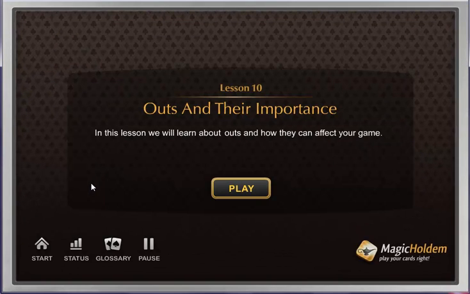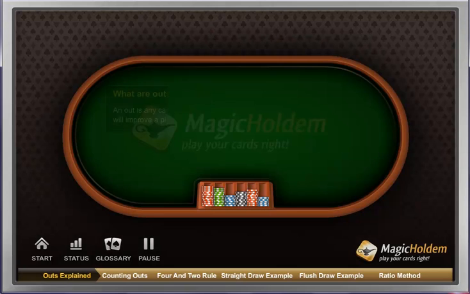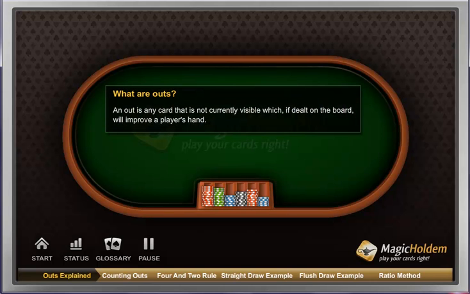Lesson 10. Outs and their importance. In this lesson, we will learn about outs and how they can affect your game. An out is any card that is not currently visible, which, if dealt on the board, will improve a player's hand.